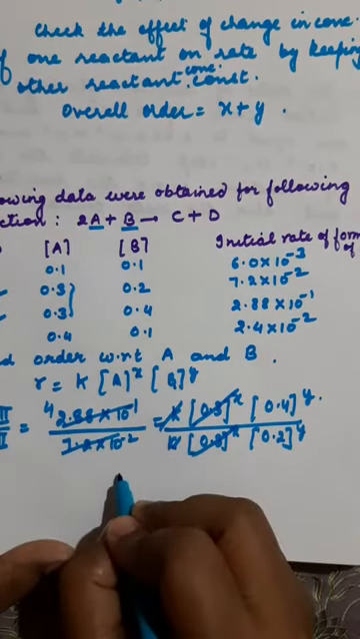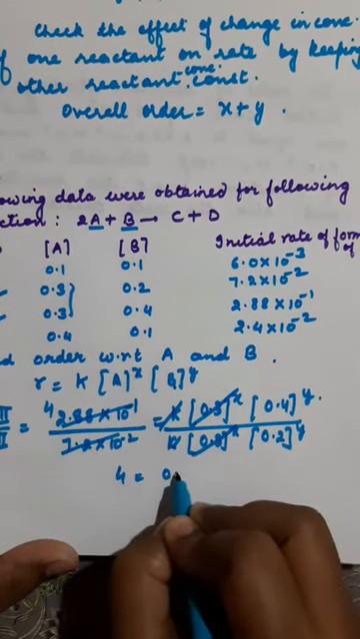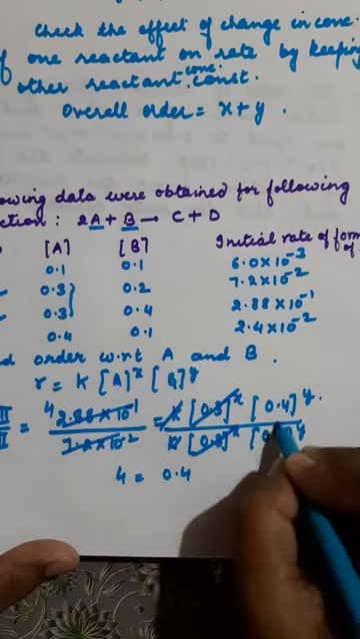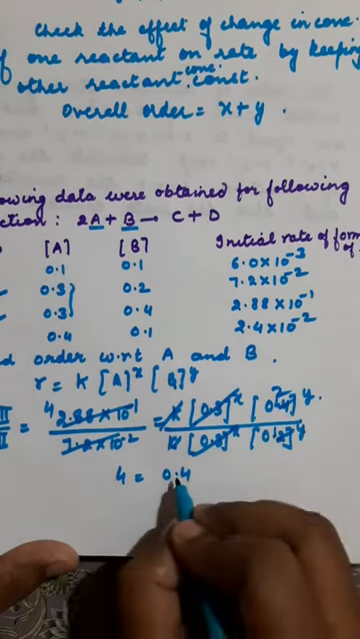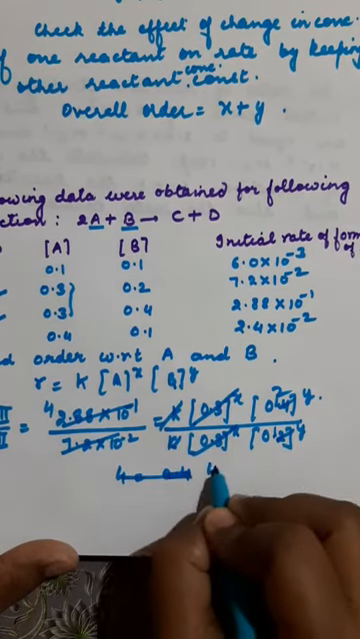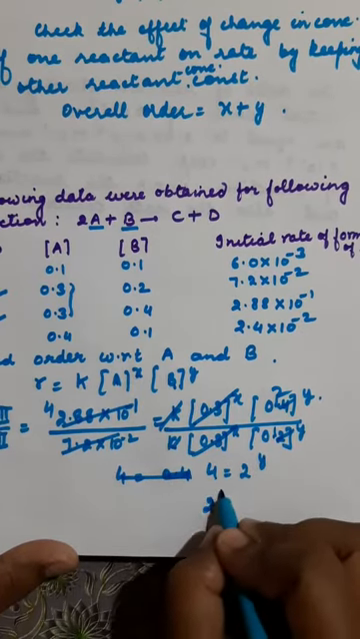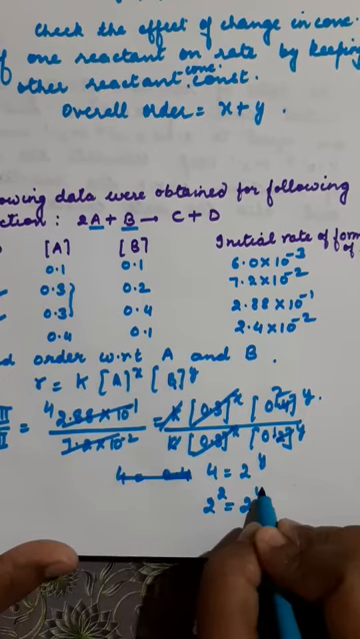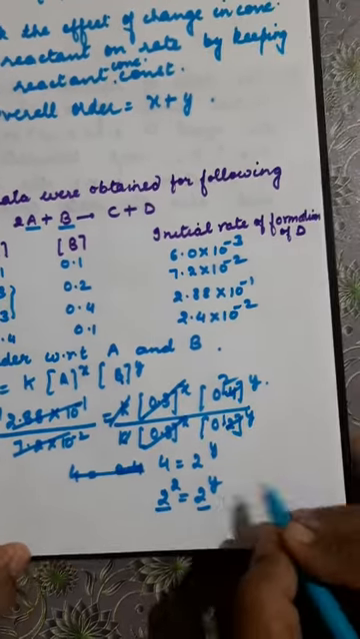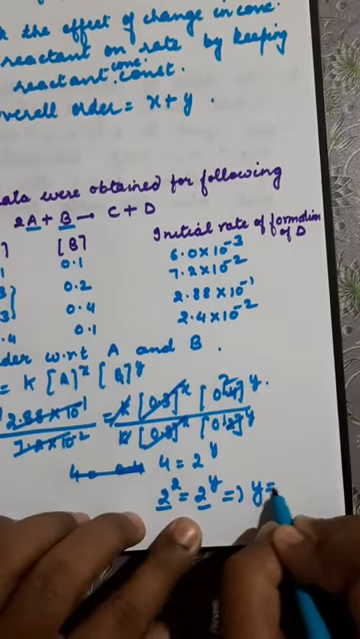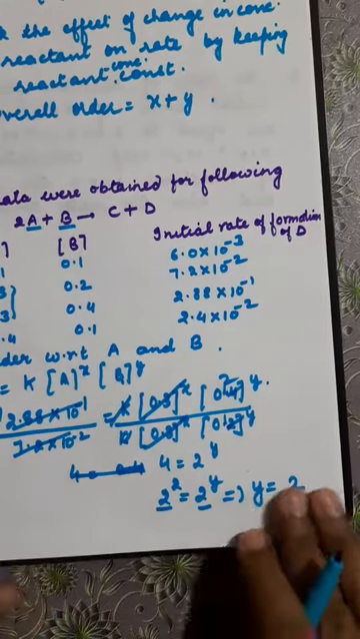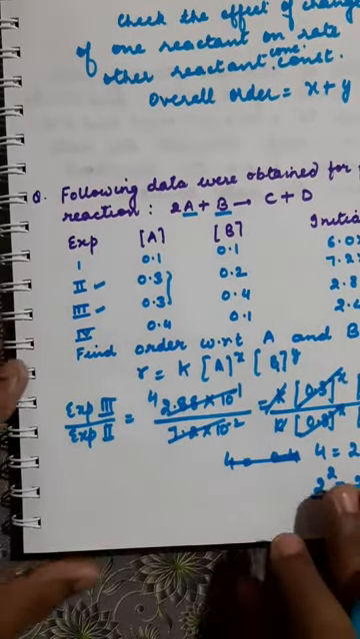Clear? It will be 4 times. So we can write 4 is equal to 0.4 upon 0.2, this will be 2. So we can write here 4 is equal to 2 to the power Y. 4 we can write as 2 to the power 2 is equal to 2 to the power Y. Bases are the same. That means the value of Y is equal to 2. Clear? Now we will take the second set of experiments.